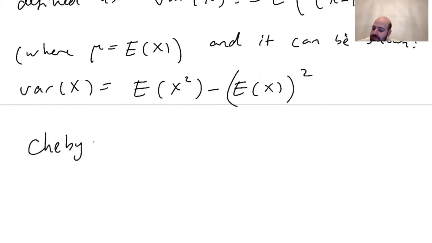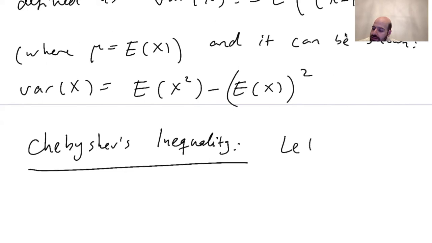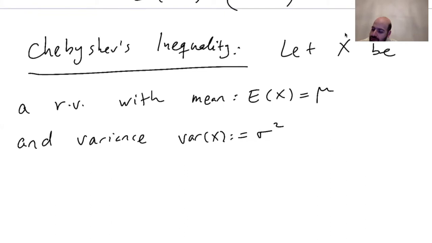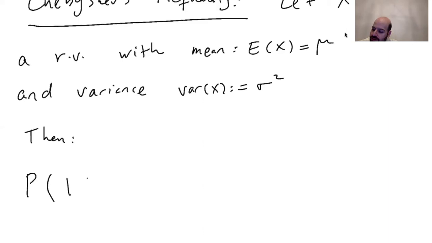Chebyshev's inequality. Let X be a random variable with mean expected value of X equals mu and variance Var(X) equals sigma squared. Then we can say that the probability that the absolute value of X minus mu is bigger than or equal to, let's say, t sigma is less than or equal to 1 over t squared.